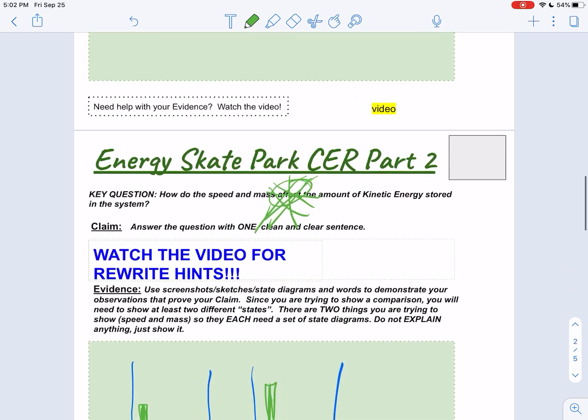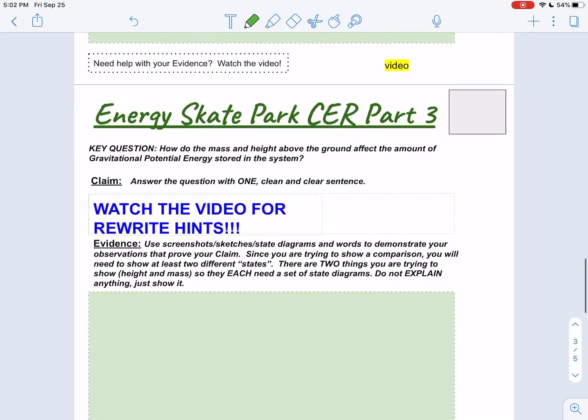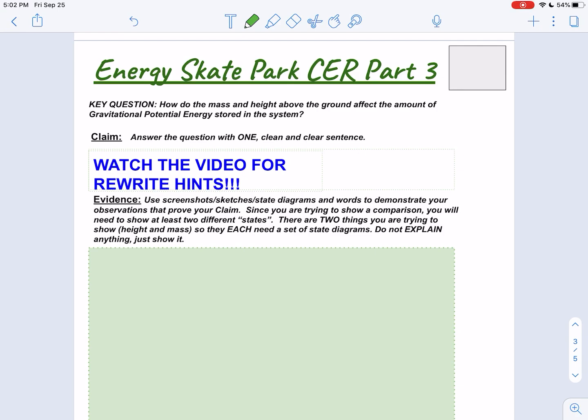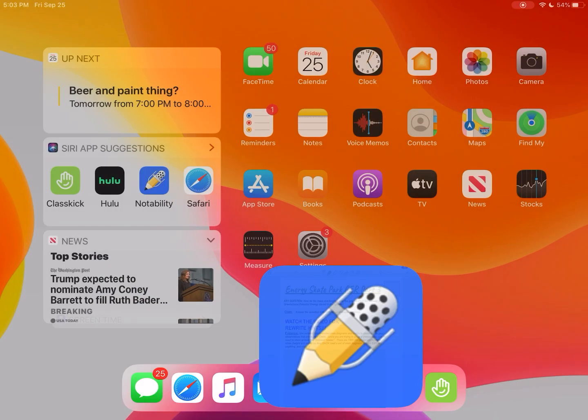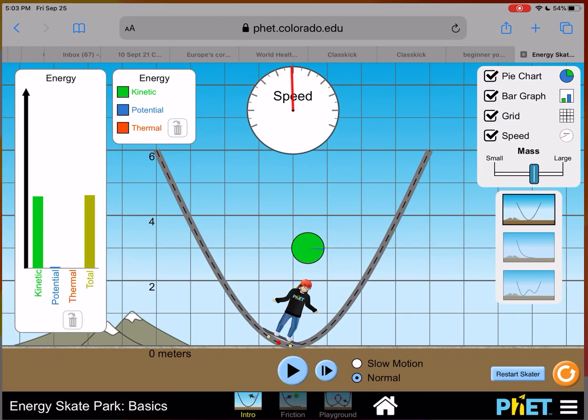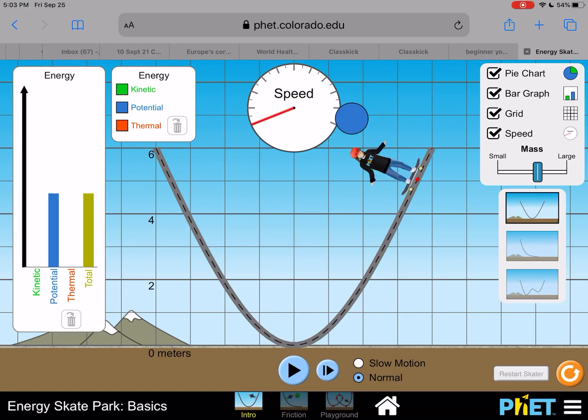For part 3, we're trying to figure out how the mass and height above the ground affect the amount of gravitational potential energy stored in the system. So let's look back at the simulation. Let me just start them over. Now we're trying to see mass and height, and we're comparing gravitational potential energy.